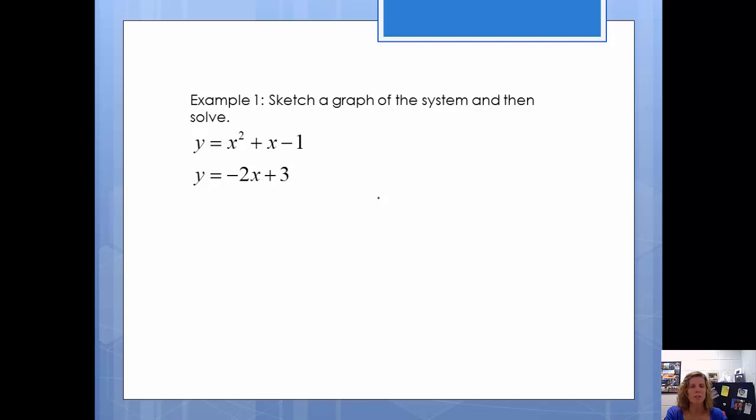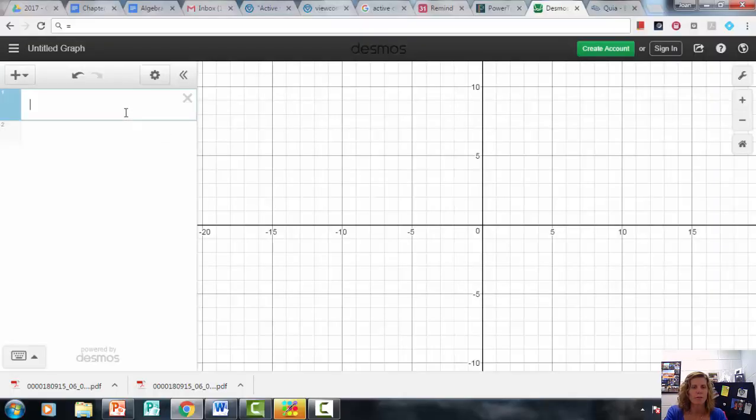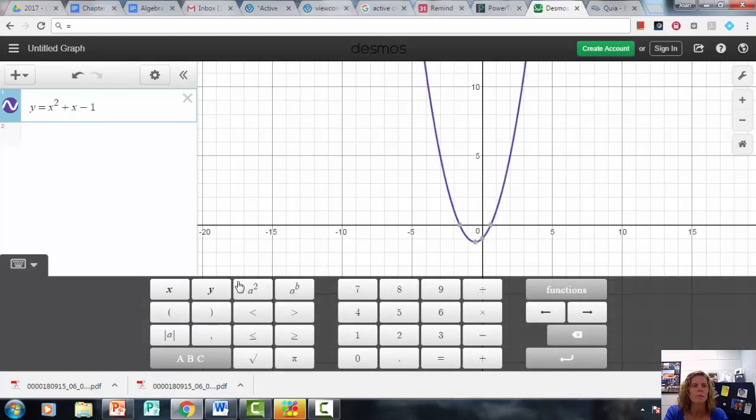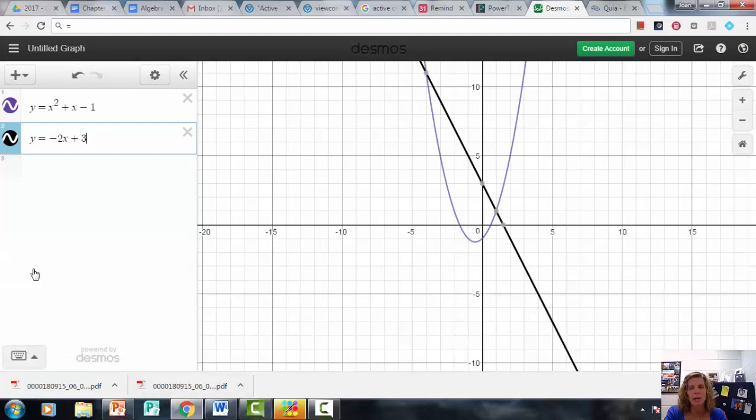So what we are first of all going to do is sketch a graph, and we're going to be using Desmos to do that. So I'm just going to be going to Desmos real quick here. Okay, so I'm in Desmos right now, and what I'm going to do is just type in the first equation, y equals x squared plus x minus 1, and then my second equation was y equals negative 2x plus 3. So notice it is a nonlinear system because we have a parabola and we have a line.